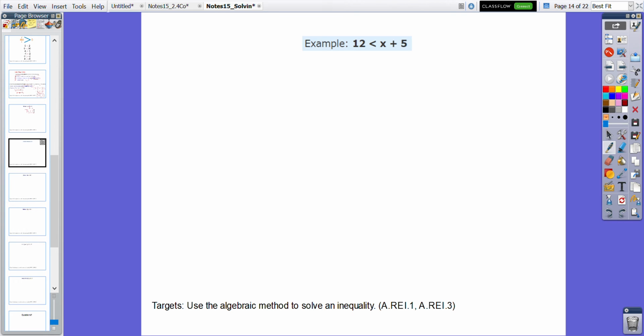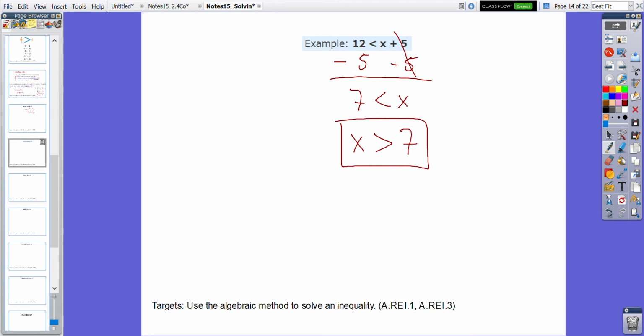Same thing if we move on to the next example here. We have 12 is less than x plus 5. I want to get x by itself, so I'm going to subtract 5 from the right side to clear out my 5's, and I also have to do it to the left side as well. So 12 minus 5 is 7. We get 7 is less than x. But remember, the idea is we want to have our variable on the left side here. So we have to switch x and 7, but because we're applying the symmetric property, we have to switch the sign as well. So in this case, our solution is going to be all numbers that are greater than 7.